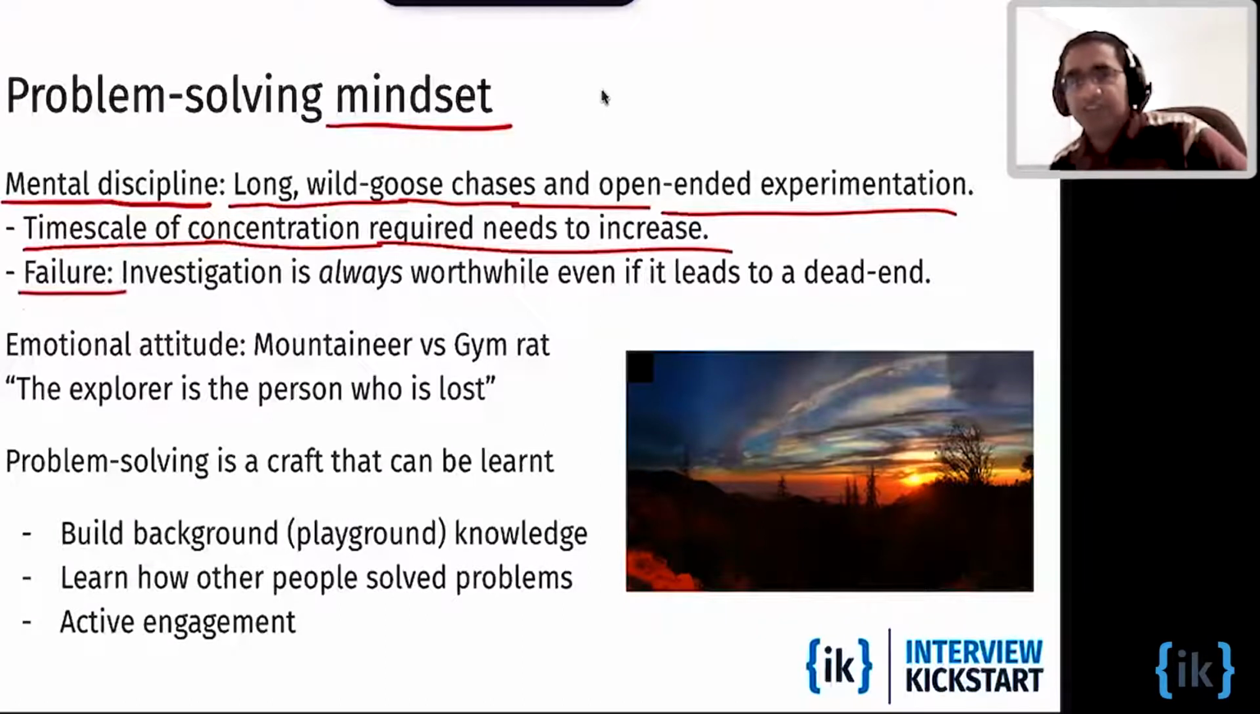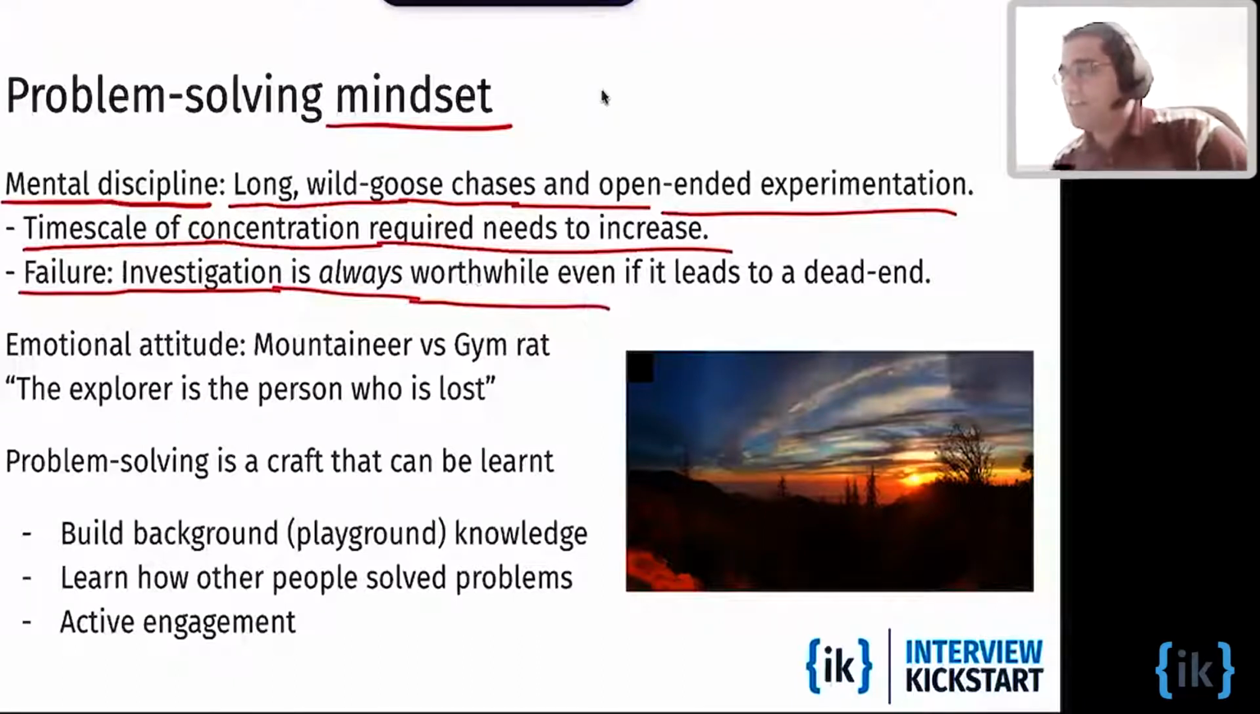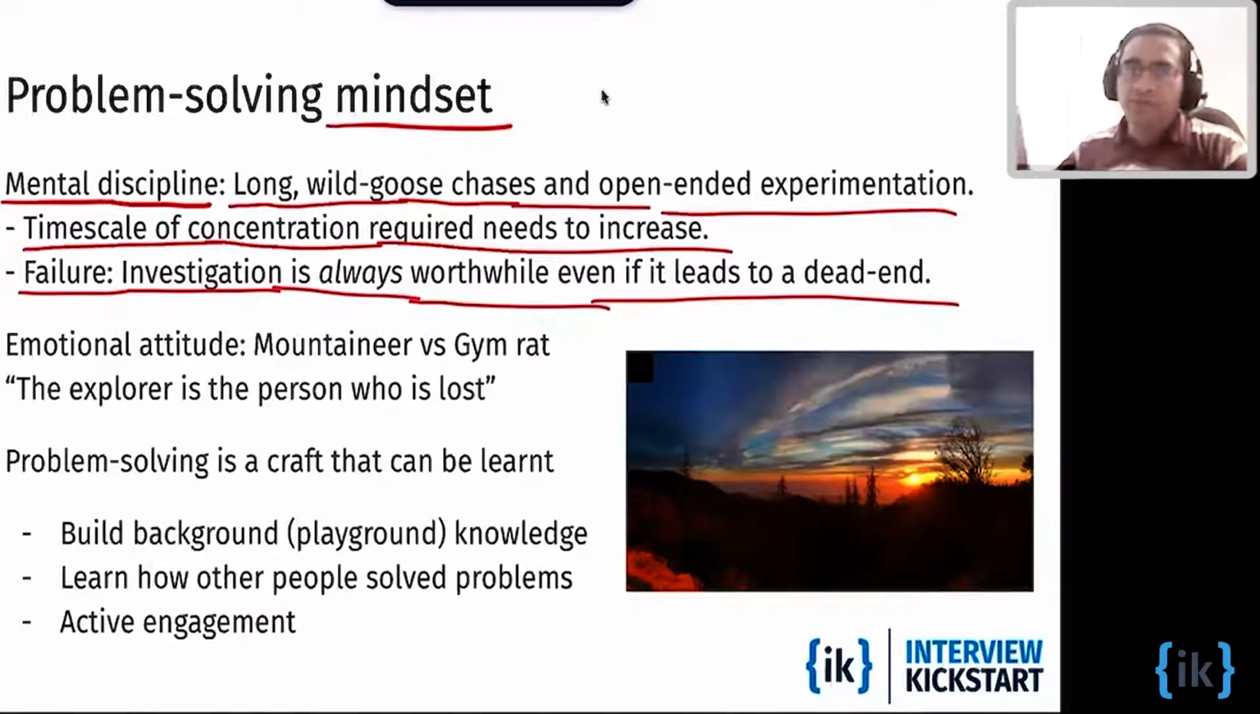We also need to have this attitude that many different paths that we try to solve the problem are going to lead to a dead end. But that investigation is always worthwhile, even if it leads to a dead end. Why is that? Because there are lessons to be learned from those failures, which can prevent us from making those mistakes again for some later problem in the future. So we have to have this ability to extract generalized lessons from individual failures.